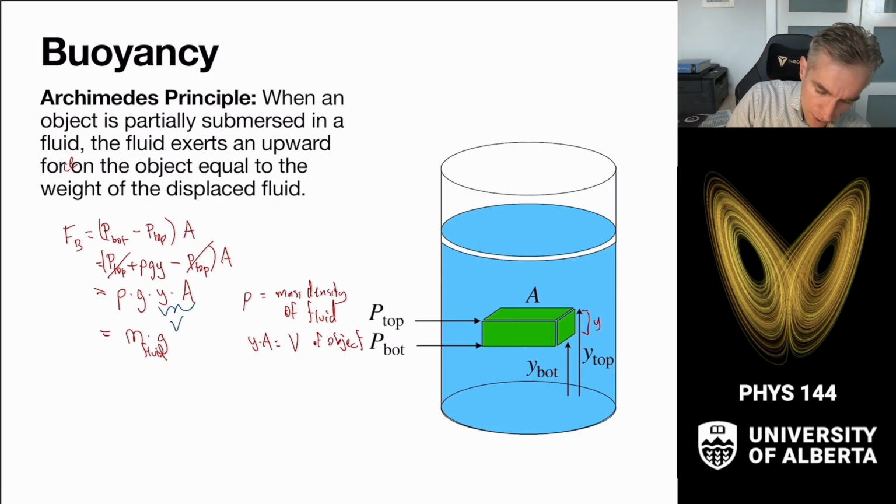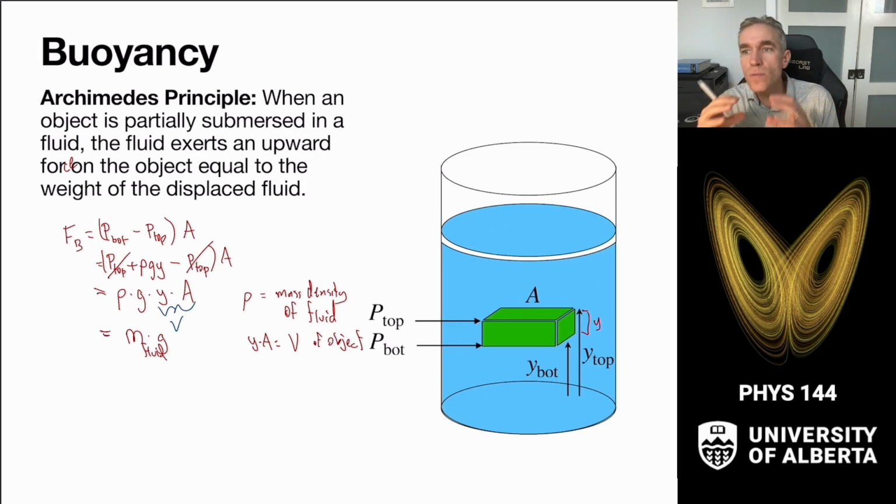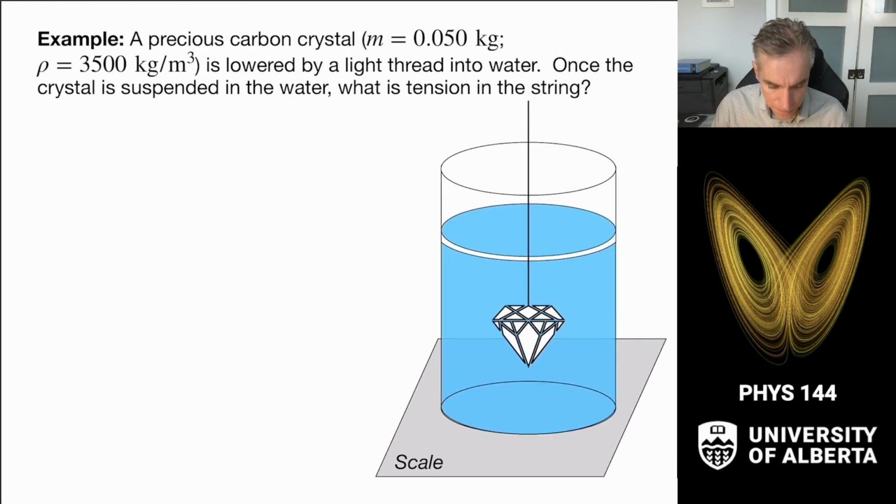And notice that we are using rho, the mass density of the fluid, not the mass density of the object, because the mass density of the fluid is what controls the difference of the pressure. So this all follows from Pascal's law and the relationship that we derived earlier. All right, so from there, we can move onward to an example.